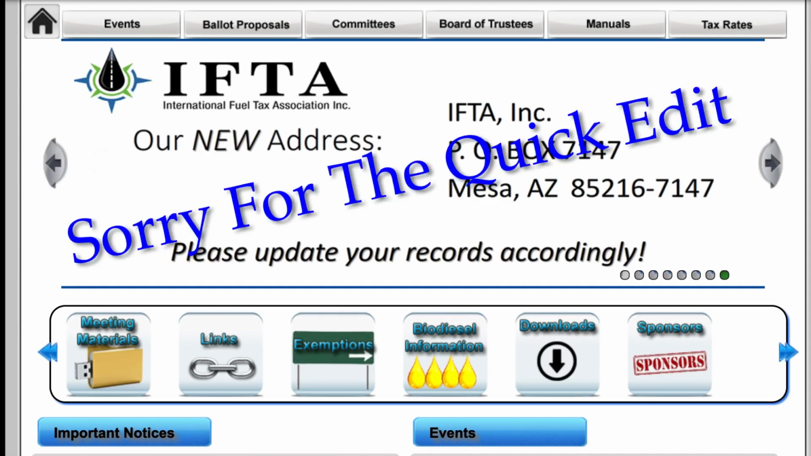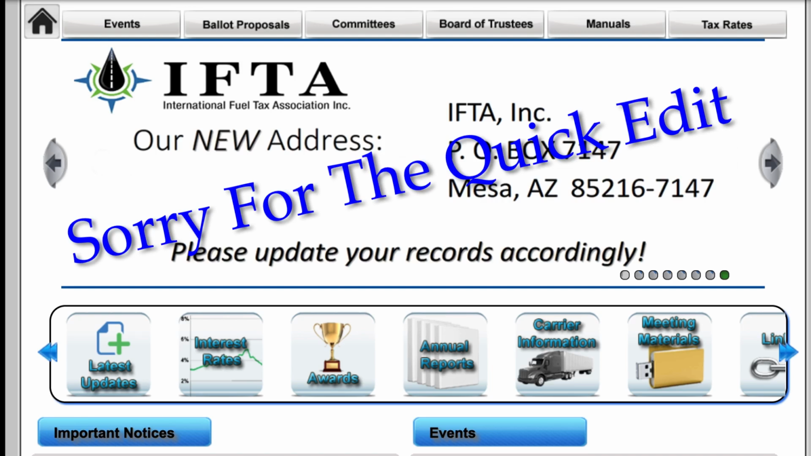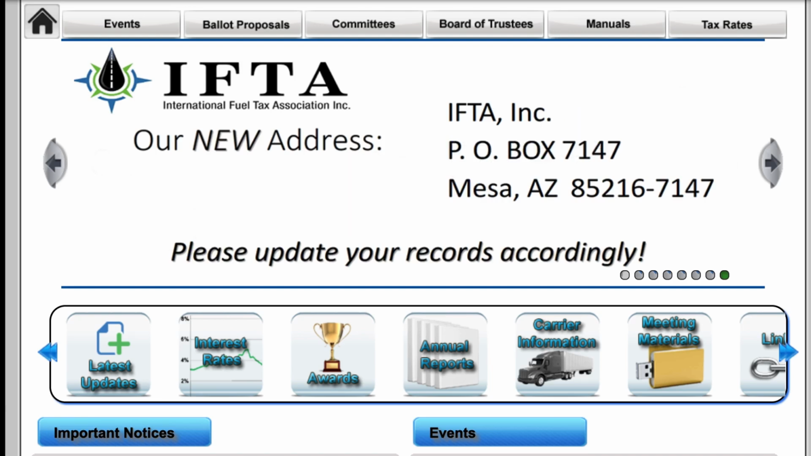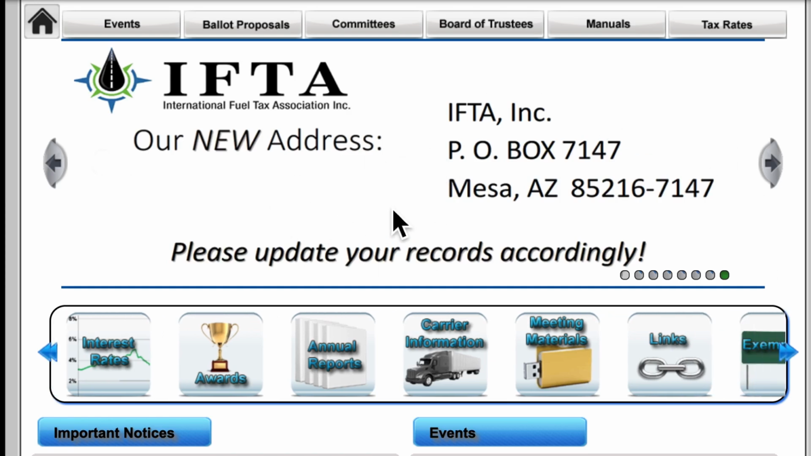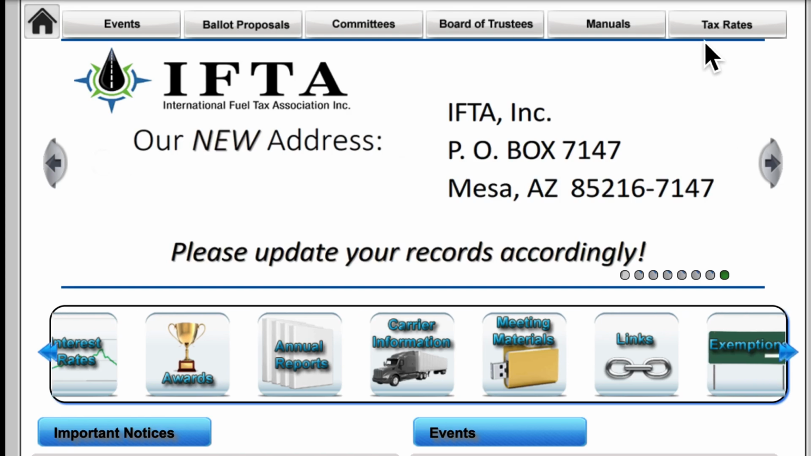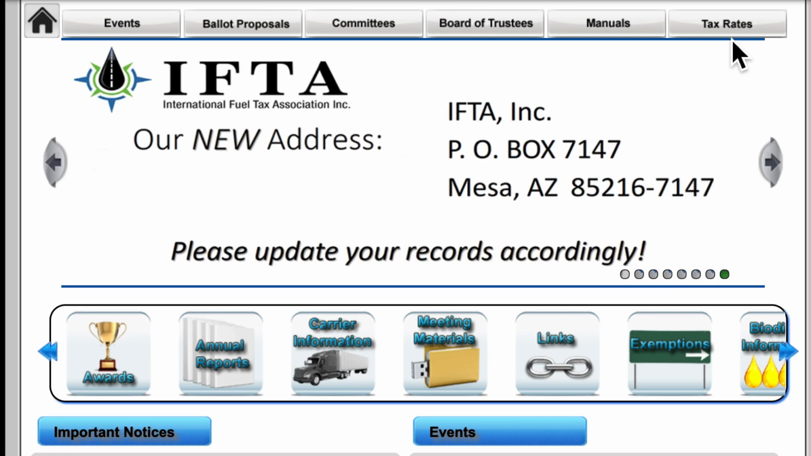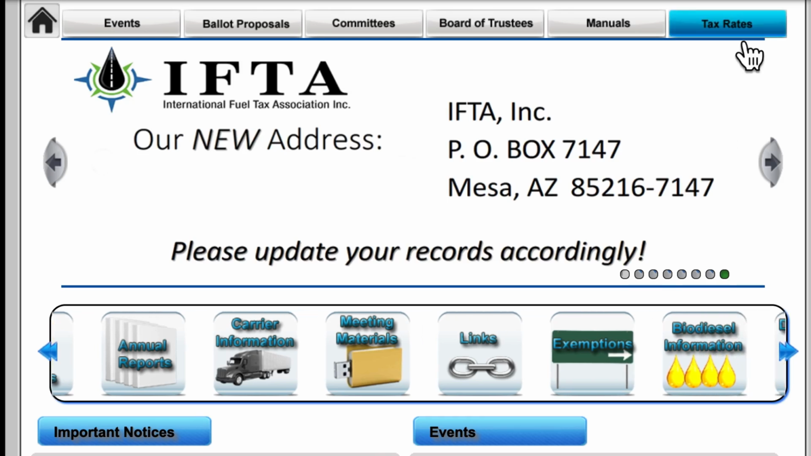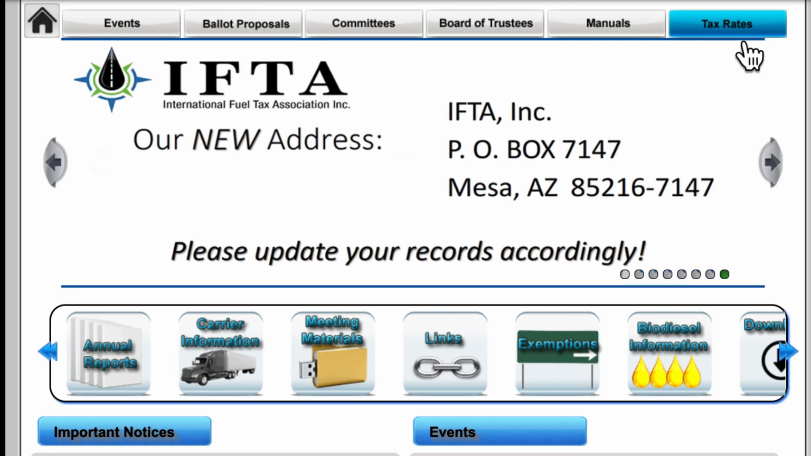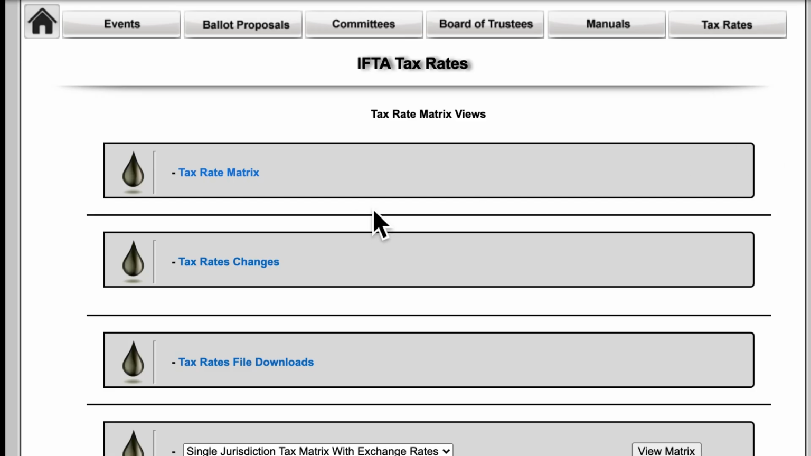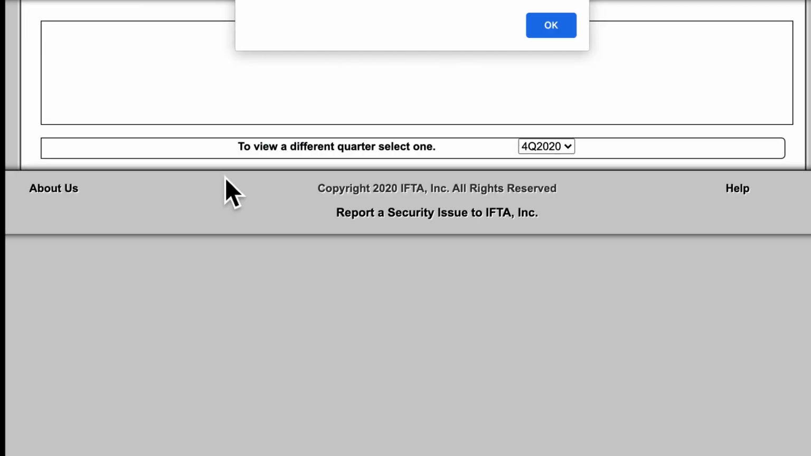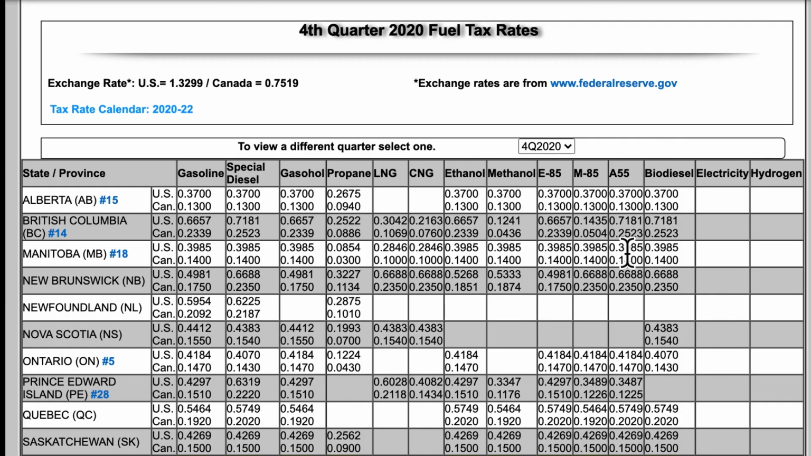Now I'll explain to you where we get the fuel tax rates from. You go to IFTACH.org, and it brings you to this site right here. It's the International Fuel Tax Association Incorporated. So what you do is you come up here to the upper right hand corner and it says tax rates, okay? Click on tax rates. Again, this is IFTACH.org. And then it brings you to this page and you're going to click on tax rate matrix. Click on that. And here we go.